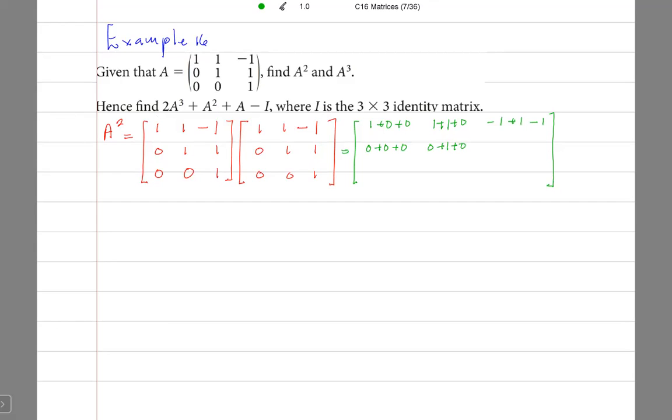Middle row, right column, 0 times minus 1, 0. 1 times 1, 1. 1 times 1, 1. So this is 0 plus 1 plus 1. Bottom row, left column, 0, 0, 0. Bottom row, middle column, 0, 0, 0. Bottom row, right column, 0, 0, 1 times 1, 1.